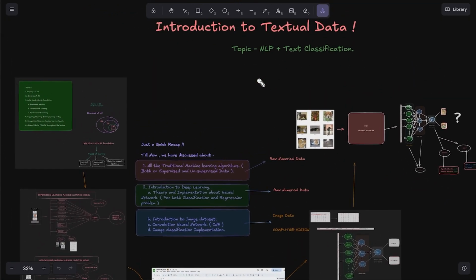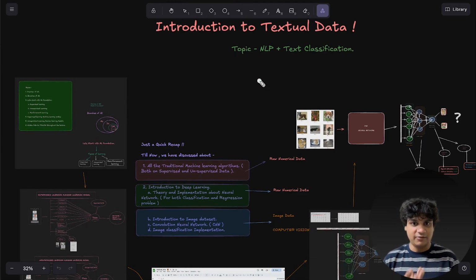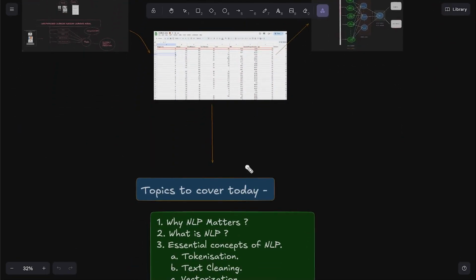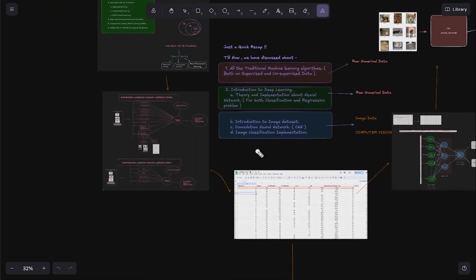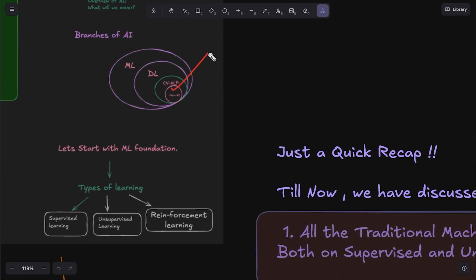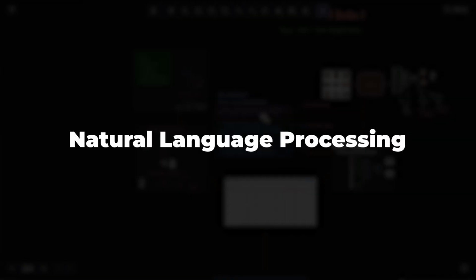Now let's move forward to our textual data. Suppose our data is completely in text, so how do we train the model? There comes a very deep understanding of the very new area of machine learning, which is NLP. What does NLP mean, guys? NLP means natural language processing.